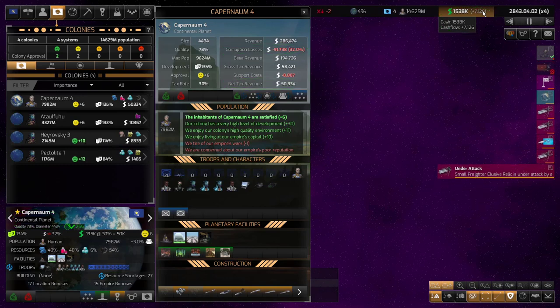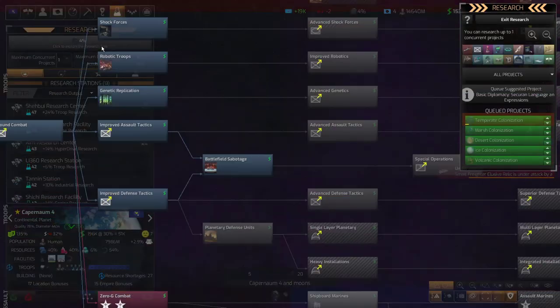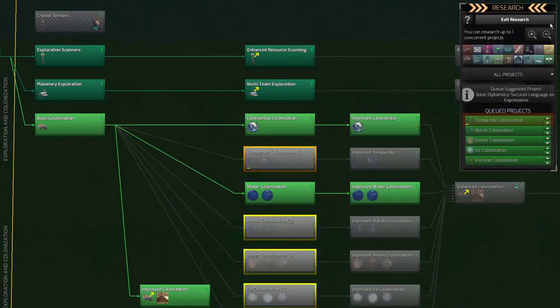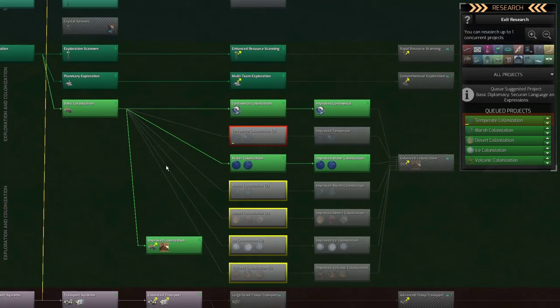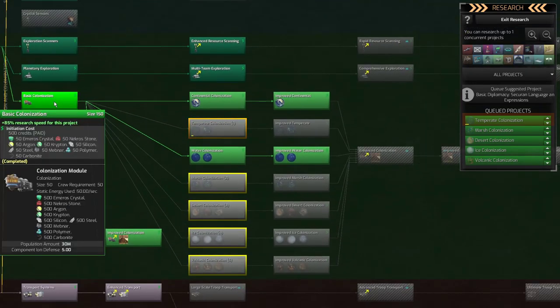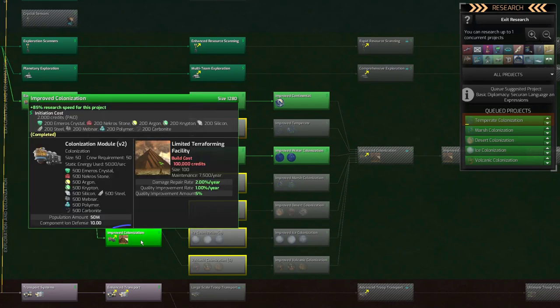All right, let me pause the game and let's take a look at the techs that got me here. So let's zoom out a little bit. Okay, so this basic colonization here is of course how we start colonizing. Everybody has to take that. But then this is the first terraforming level. So this is what we did.